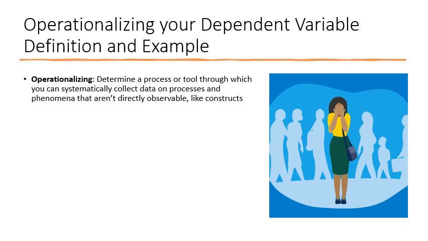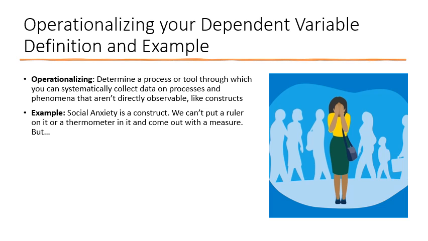So here's a couple examples. So again, operationalizing is determining a process or tool through which you can systematically connect data on processes and phenomena that aren't observable, like constructs. So social anxiety is a construct, and let's say we think it's very important. Maybe someone we love experiences social anxiety and it puts a real damper on their life. But we can't really measure it. We can't put a thermometer in it or anything and come out with a number.